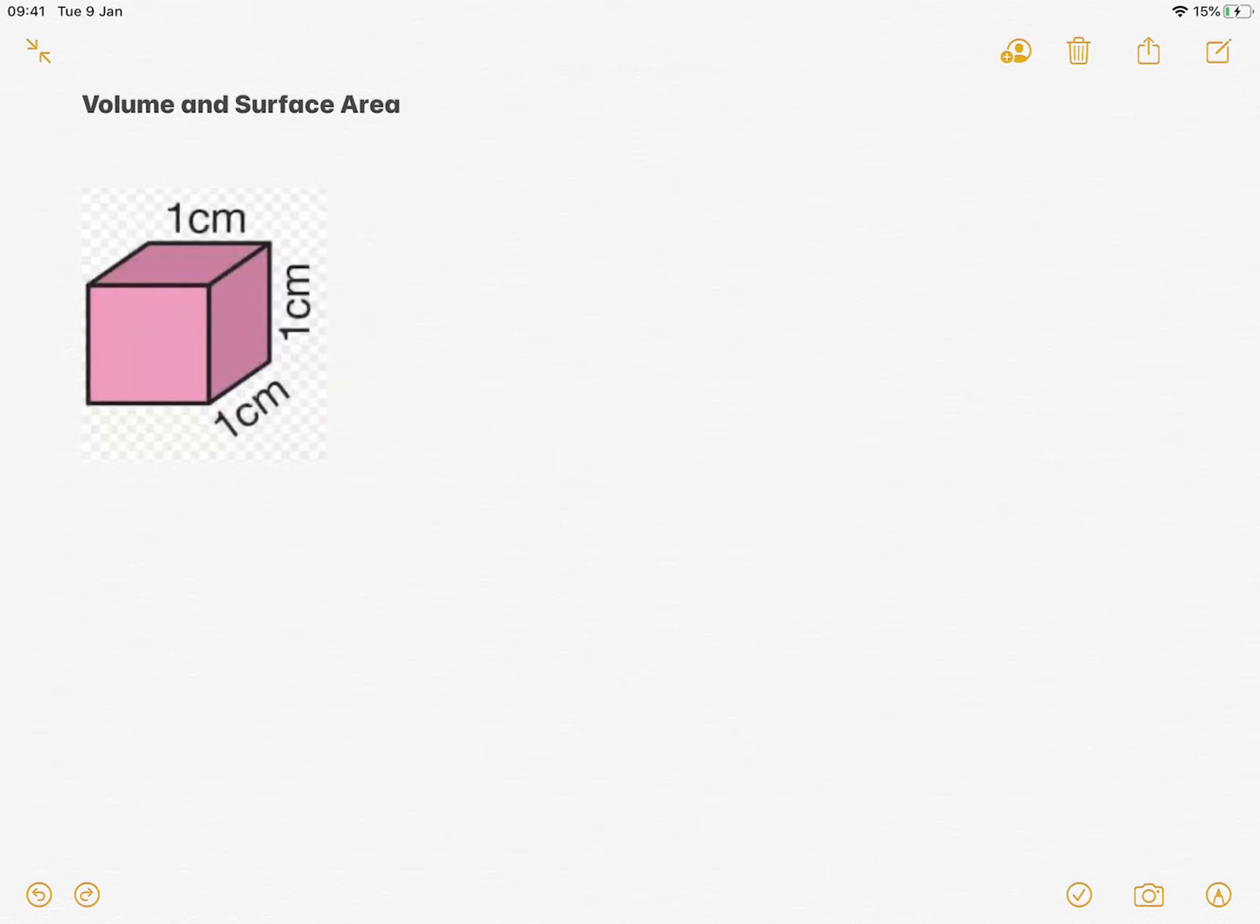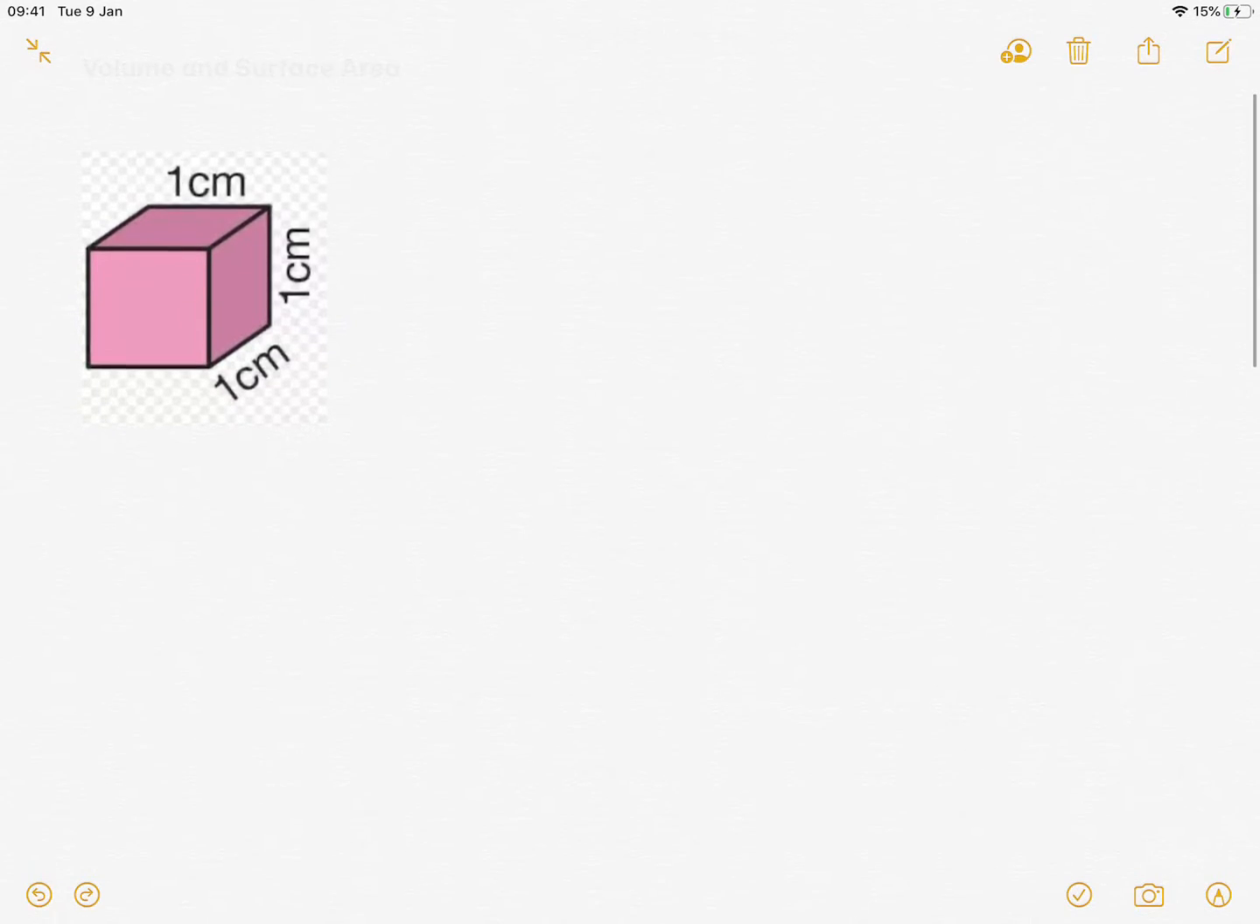Today we're going to revise volume and surface area, which is something we were getting really good at before lockdown. So it'll be a good thing to revise today. First of all, what is volume and what is surface area?